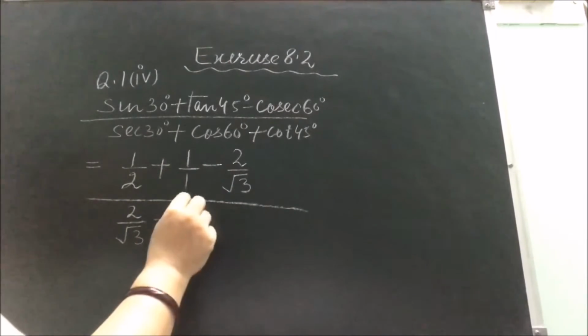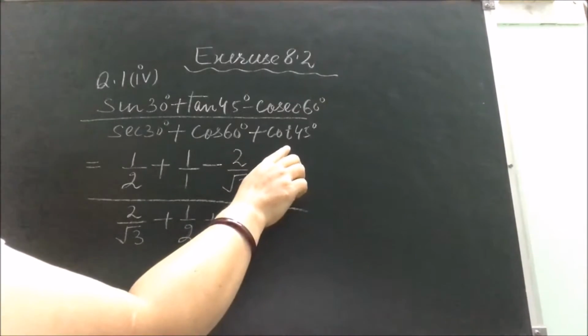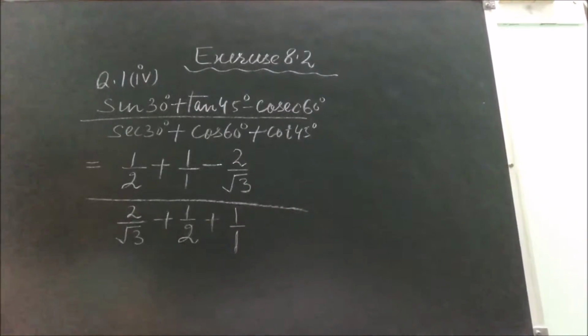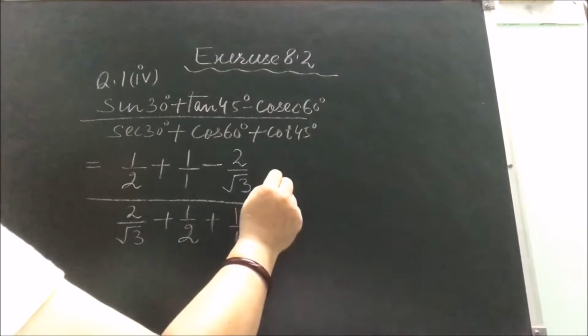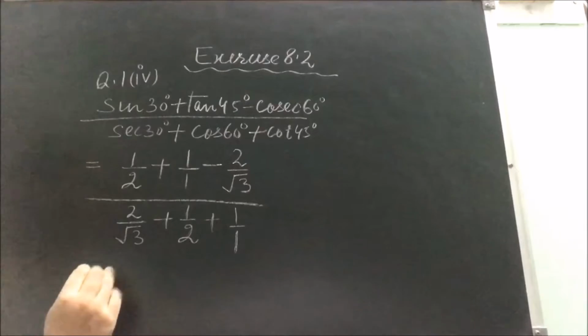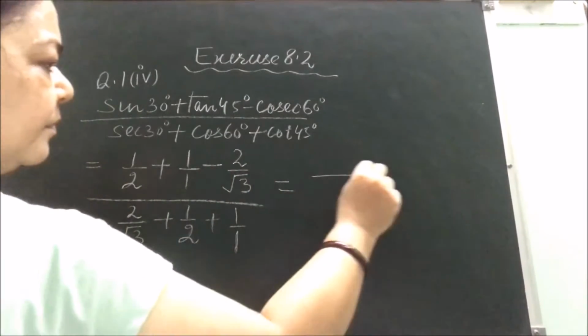Cos 60 is 1 by 2. It is the reciprocal of tan 45. Tan 45 is 1, so the reciprocal is again 1. Just substitute the values. Then simplify it. We can simplify here. Yes. First take the LCM.